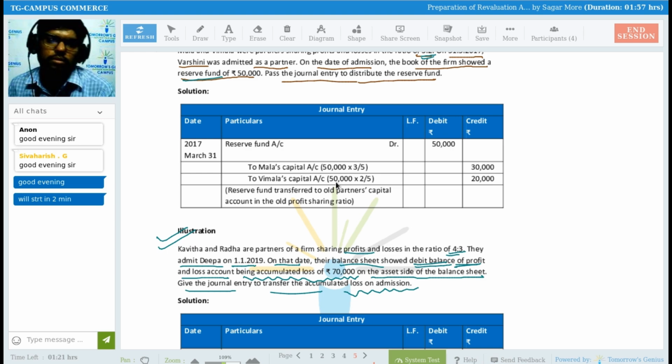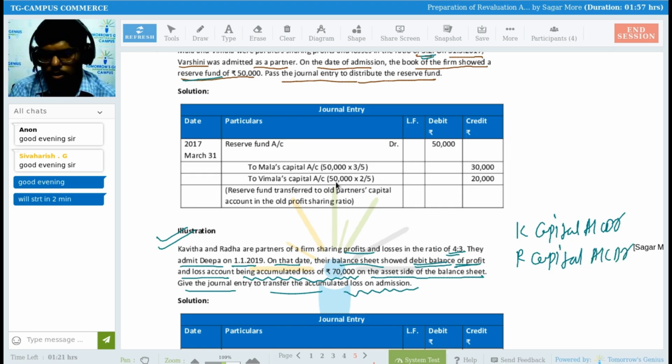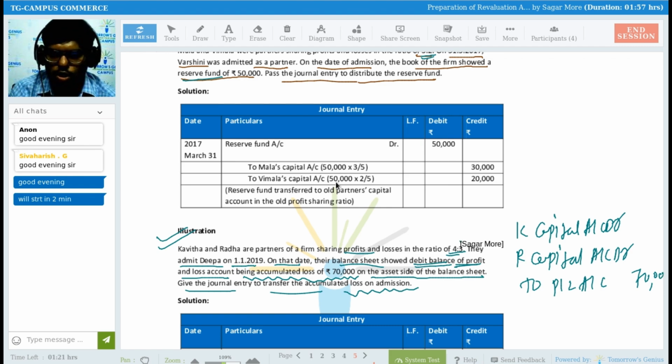Okay, tell me, Dhanushri. Kavita's capital account debit, Radha's capital account debit, to profit and loss account. Yes, absolutely right. The amount is 70,000 rupees, and we have to distribute it in the ratio of 4:3. So I can say 40,000 and 30,000. And which narration do I need to write down?